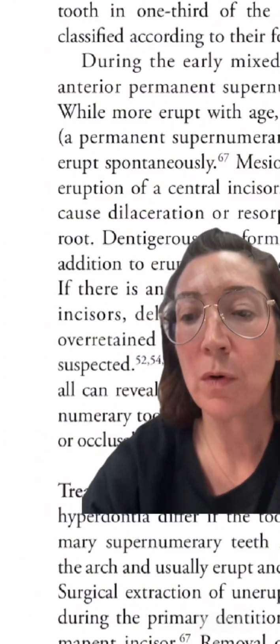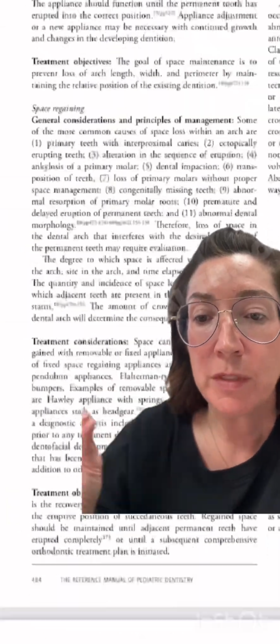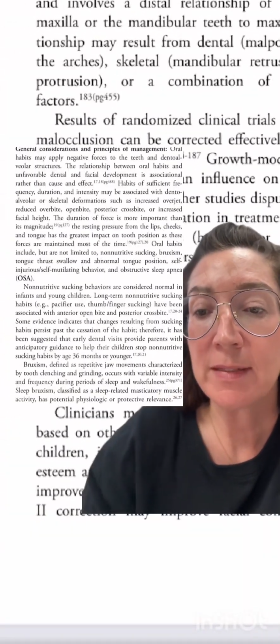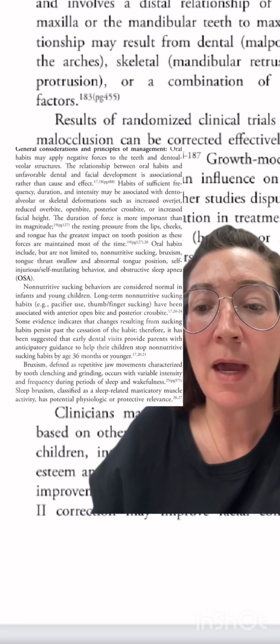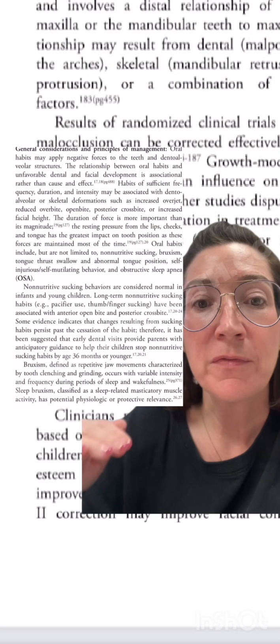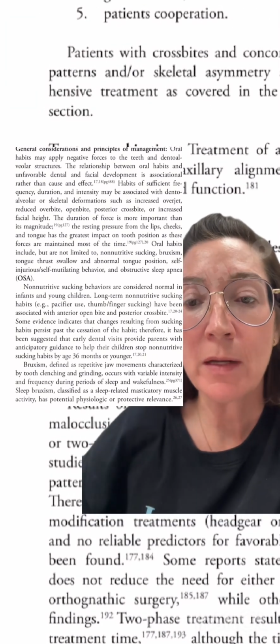Let's see. Oral habits: non-nutritive sucking, long-term non-nutritive sucking, and the association with that. And they talk about how changes resulting from sucking habits persist past the cessation of the habit, and it absolutely does. So if you have a thumb habit or finger habit or pacifier habit, that tongue hasn't learned how to functionally or appropriately rest, swallow, and move for speech patterns, all of the things.